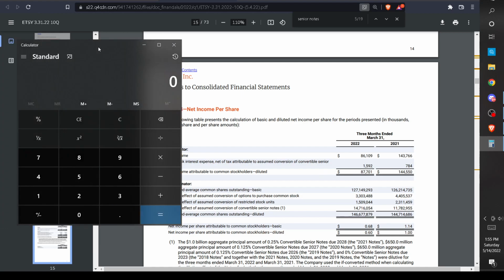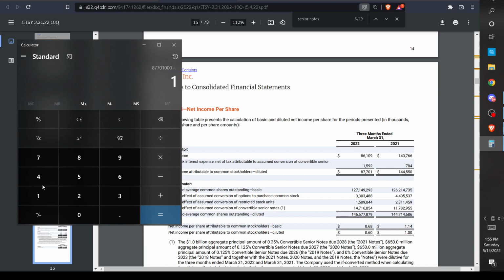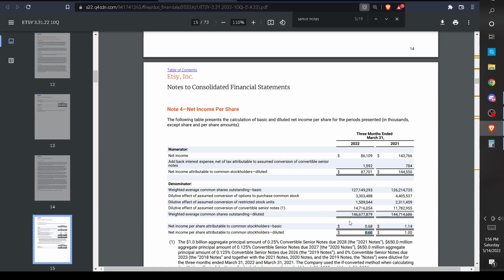So now let's go ahead and calculate this. We're going to do 87,701,000. I'm taking this number right here, the diluted. We're going to divide it by the new denominator, this common shares outstanding diluted right here, 146,677,879 equals 0.597. We round up to 0.6. So that's how you calculate earnings per share. And this is how a lot of companies calculate this. And they show this in the quarterly statements or the yearly statements.